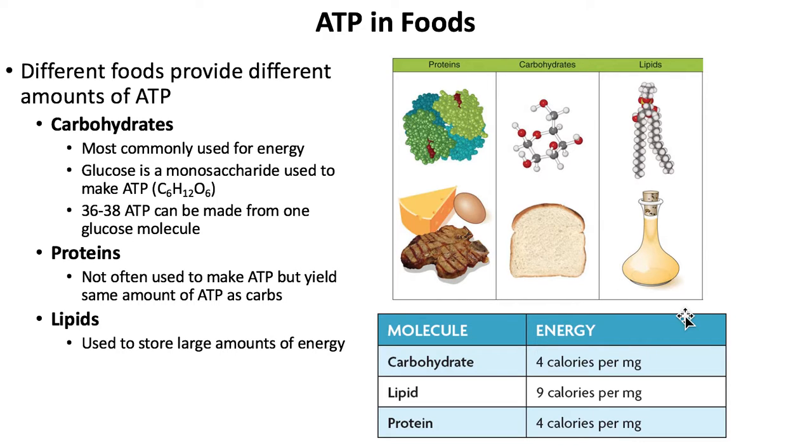Here's a little table showing you how many calories each type of macromolecule can produce per milligram. And you can see carbohydrates and proteins are 4 calories per milligram, and then lipids are a lot more. They're 9 calories per milligram. So that's where we get our ATP from.